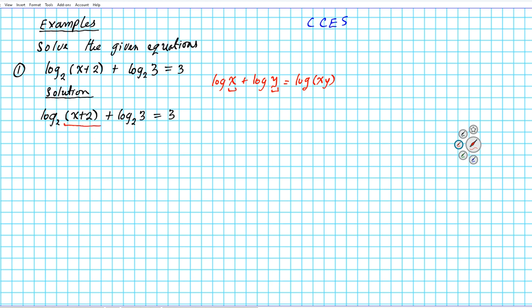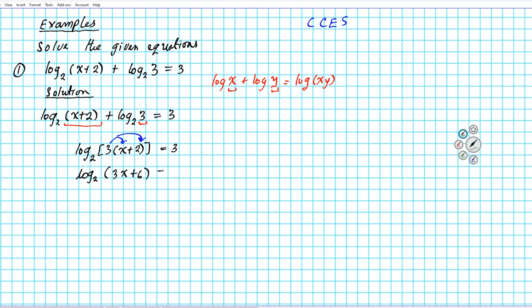So in this particular situation, we're going to take these two log arguments and express them as a product. When we condense it, we're going to have log base 2 of 3 times x plus 2, using the product property of logs, equal to 3. Now we're going to distribute this 3 across these two terms. So we have log base 2 of 3x plus 6.